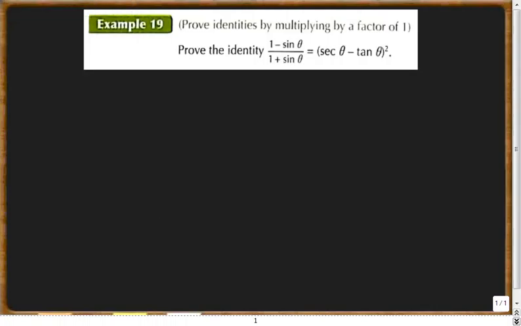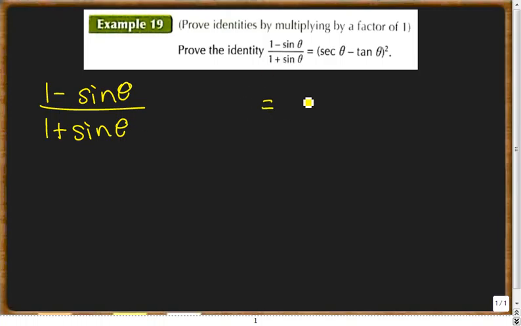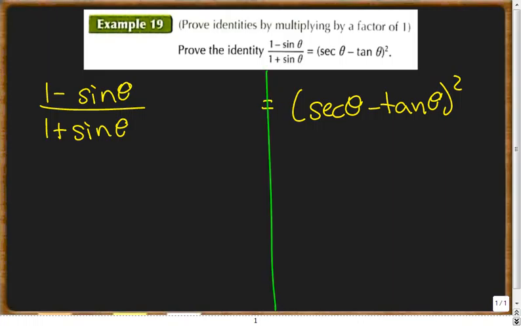In this example, we're trying to take 1 minus the sine of theta and divide it by 1 plus the sine of theta and show that that's going to equal the secant of theta minus the tangent of theta squared. So, like in the last example, I'm going to want to try to turn everything into terms of sine and cosine, because that's the kind of the smallest pieces that we can make.